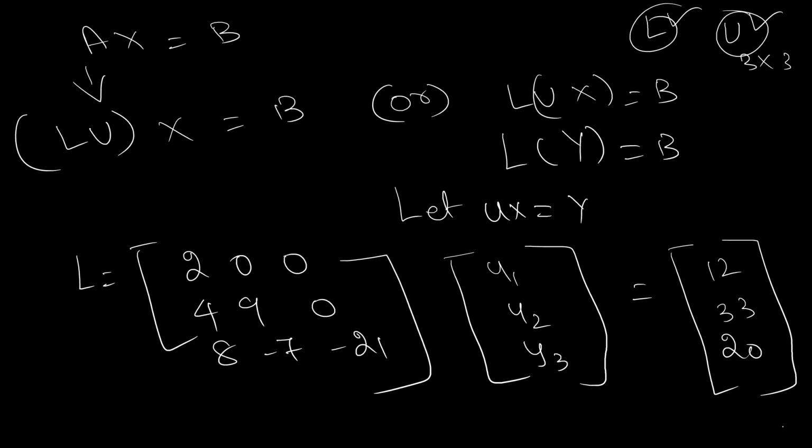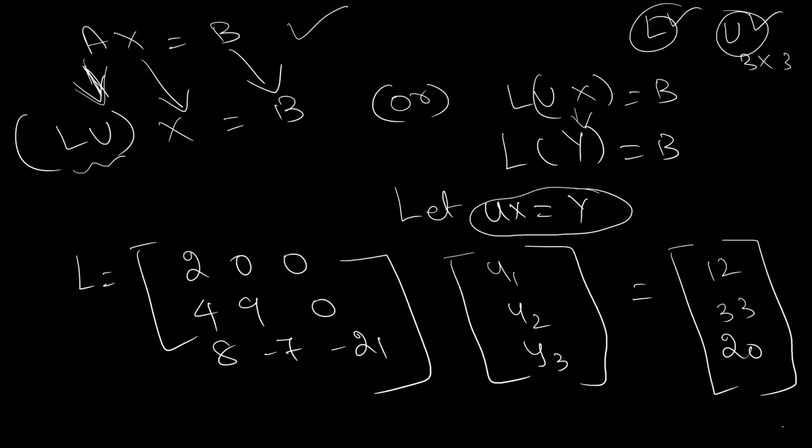Okay, so now coming to our problem. We said our problem is in the form of AX is equal to B, and we have decomposed A into LU, correct? So in the place of A I am replacing LU, and this X is as it is, B is as it is. Now I am just changing the order, that is L into UX is equal to B, and I am naming this UX as Y. So I am saying L into Y is equal to B.